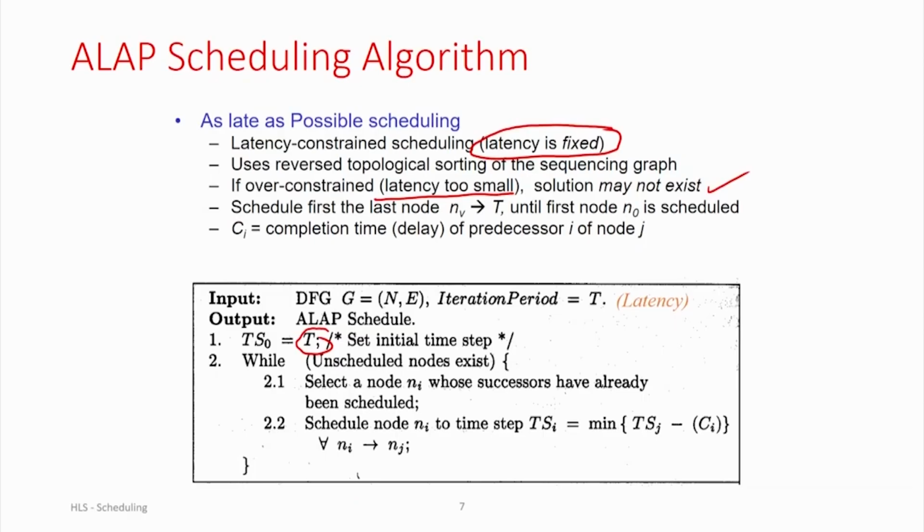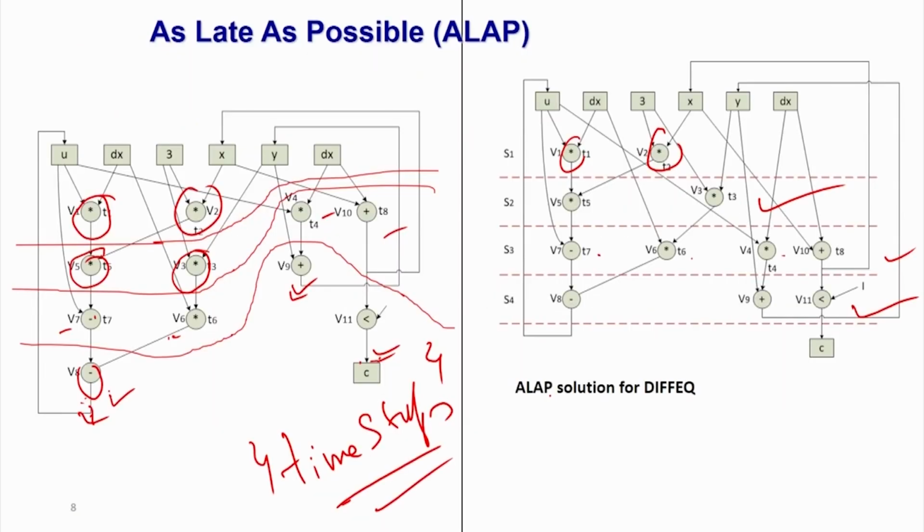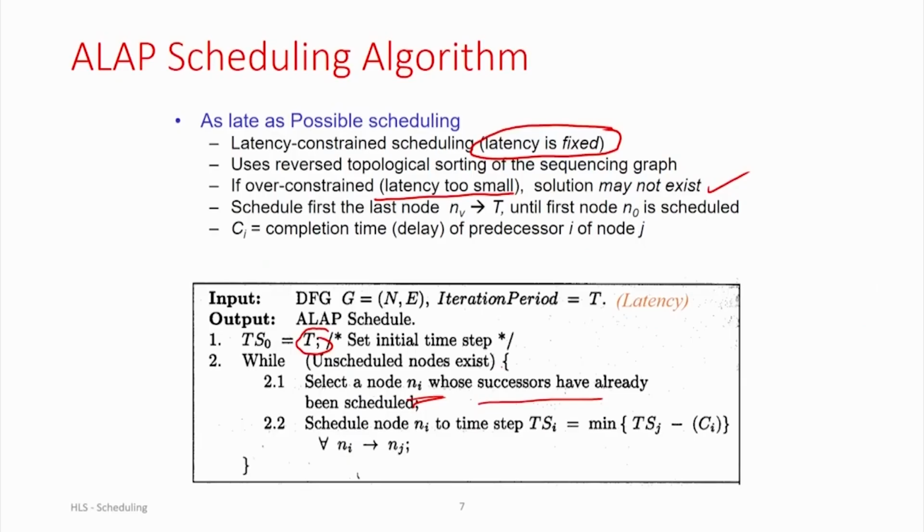If you look into the algorithm, it is the same process: while an unscheduled node exists, I will find those nodes whose successor has already been scheduled. Here I try to find the nodes whose successor is already scheduled. For these, their output is already scheduled, which means they are producing output. So, I find those operations and then I assign their time step based on the time step of their predecessors, I mean successors, sorry.